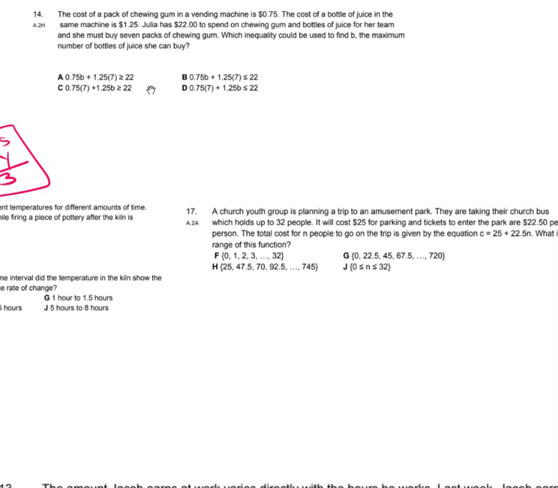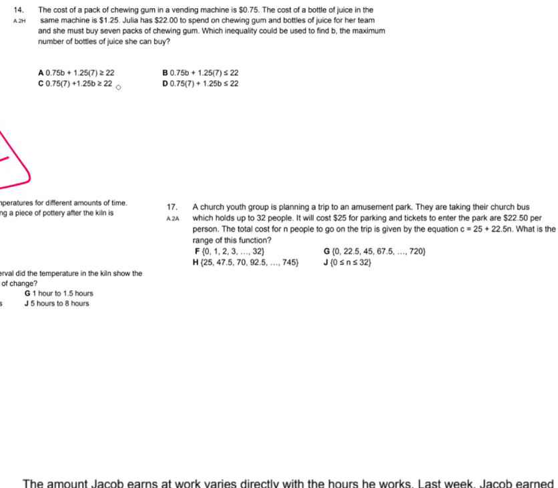So the cost of a pack of chewing gum in a vending machine is 0.75. The cost of a bottle of juice in the same machine is 1.25. Julia has $22 to spend on chewing gum and bottles of juice for her team, and she must buy 7 packs of chewing gum. Which inequality could be used to find B, the maximum number of bottles of juice she can buy?